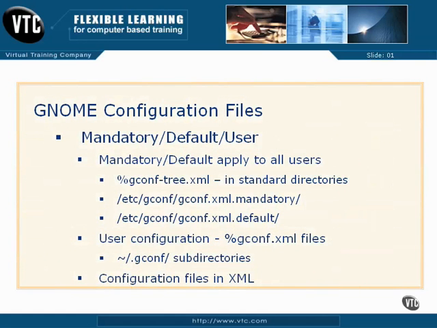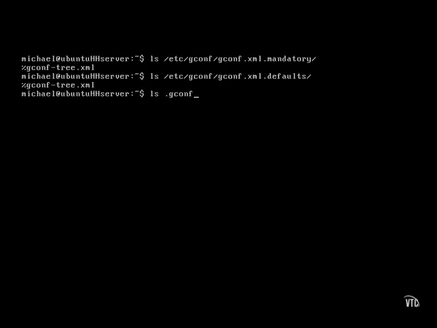GNOME configuration files. GNOME gconf configuration files can be divided into 3 categories: mandatory, default, and user. Mandatory and default settings generally apply to all users. gconf configuration files in all 3 categories are set up in XML format. The GNOME configuration file associated with mandatory and default settings is %gconf-tree.xml. And yes, that's the % that starts the name of the file.